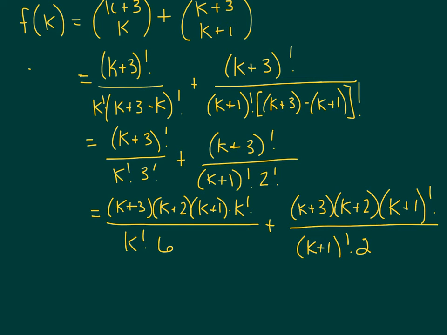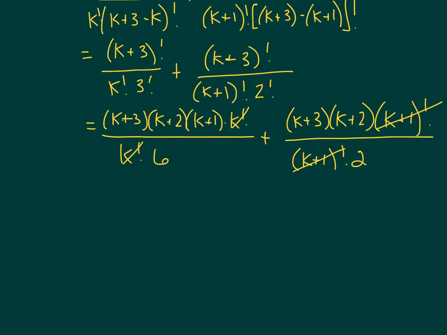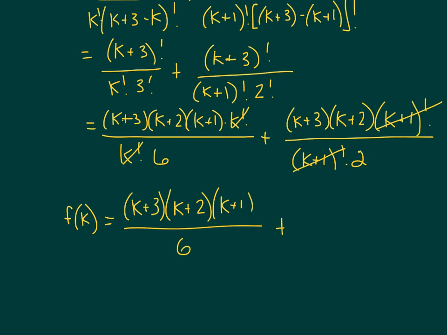And we can simplify this. Those k factorials are going to cancel out. The k plus 1 factorials are going to cancel out. So we are just going to be left with, when all is said and done, f of k can be rewritten as k plus 3 times k plus 2 times k plus 1 all over 6, plus k plus 3 times k plus 2 all over 2.